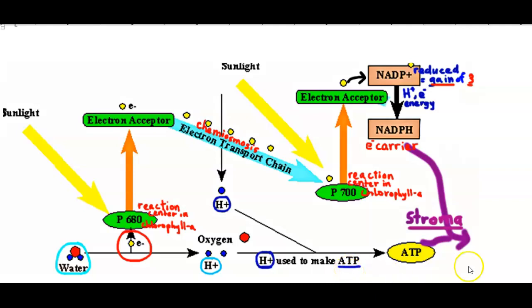ATP now is going to go to the stroma, where it's going to be used to help reduce carbon dioxide into what? Right, glucose.